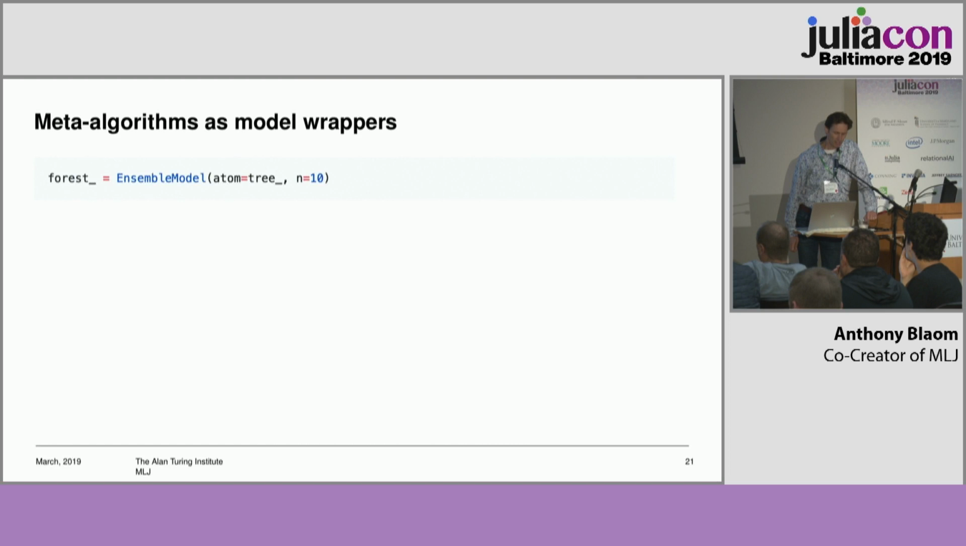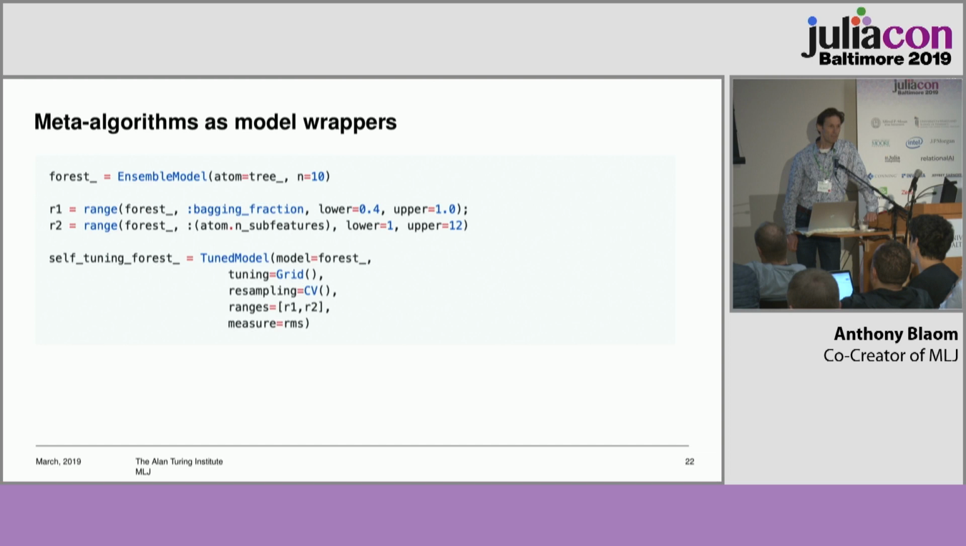Another thing we do to make the amount of code you write efficient, and also to conceptually simplify things, is that simple meta algorithms are implemented as model wrappers. This is probably already familiar. You may want to construct an ensemble of models, say 100 decision trees, to create a random forest. So you simply wrap the atomic model in this ensemble model and have a new model called forest, and that's a model like any other that you can fit.